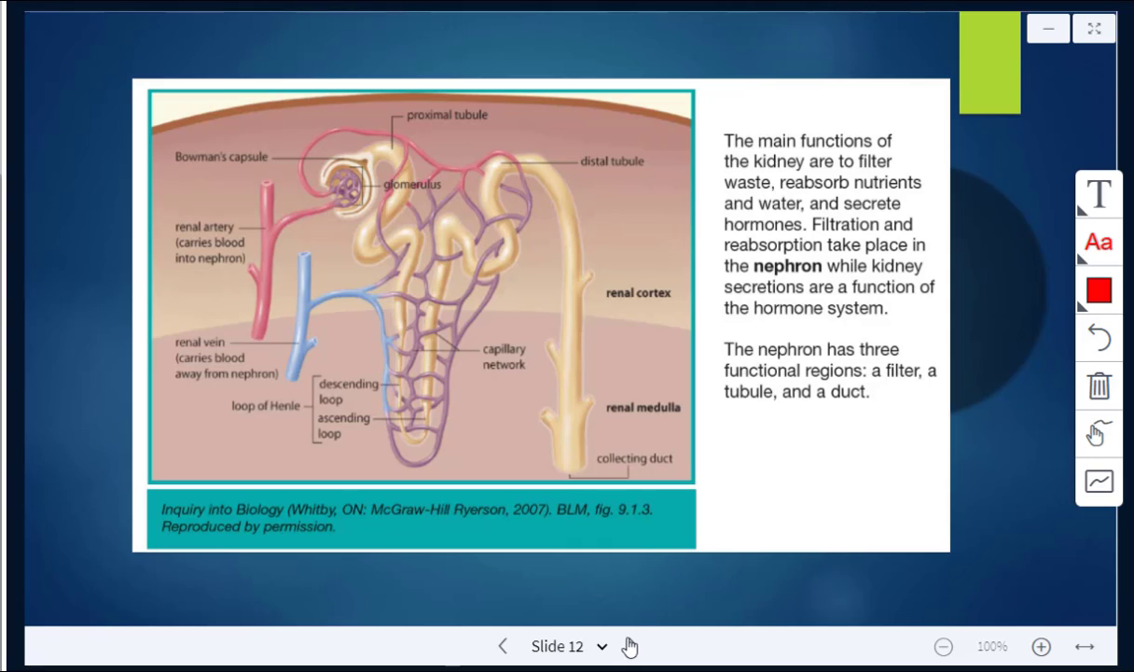All right, so again here, we're looking at a nephron much closer up. And so this is a single nephron within the kidney. And again, you can see the renal cortex from here to here, and then the renal medulla. So we can see that this nephron is embedded within the cortex and the renal medulla. So main functions of kidneys are to filter waste, reabsorb nutrients and water, and secrete hormones. Filtration and reabsorption take place in the nephron, while kidney secretions are a function of the hormone system. The three functional regions, there's the filter, the tubule, and the duct. And we will take a look at that now.